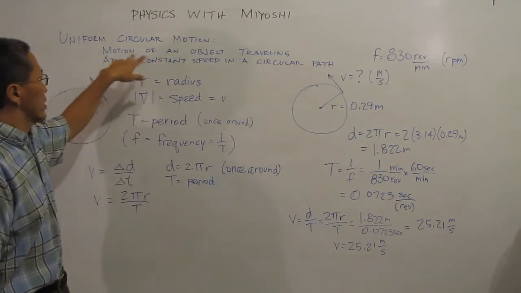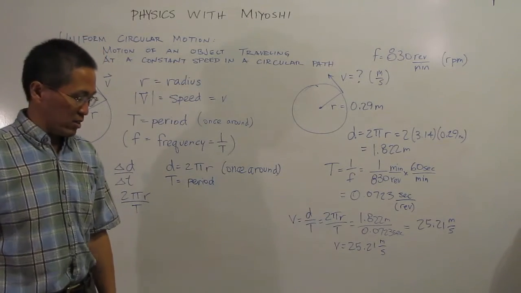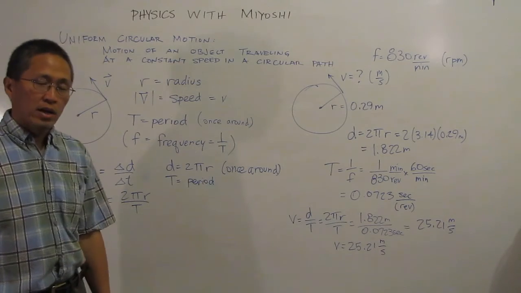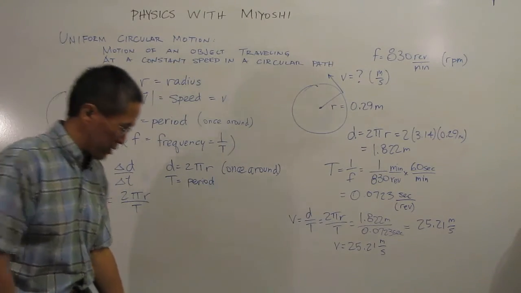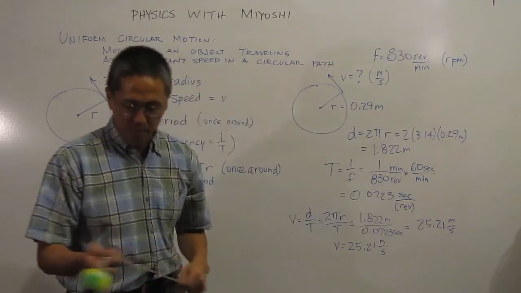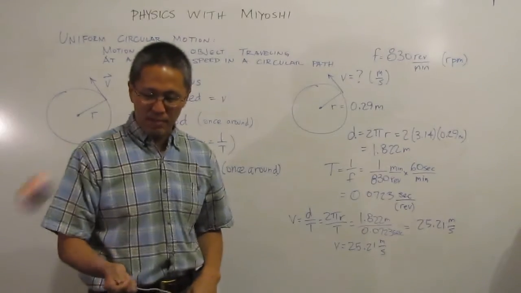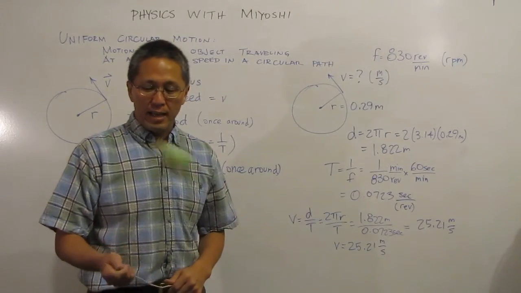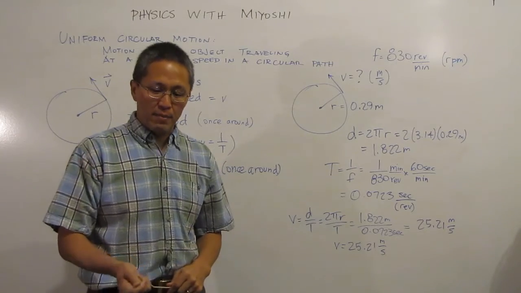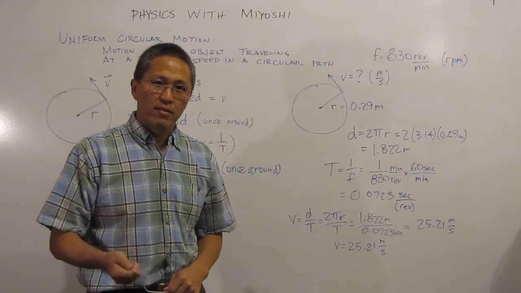So uniform circular motion, motion of an object traveling in a circle at a uniform or constant speed in a circular path. So when you think about twirling a ball on a string, as silly as that might seem, that's uniform circular motion. And we'll come back and talk about that more next time on Physics with Miyoshi.